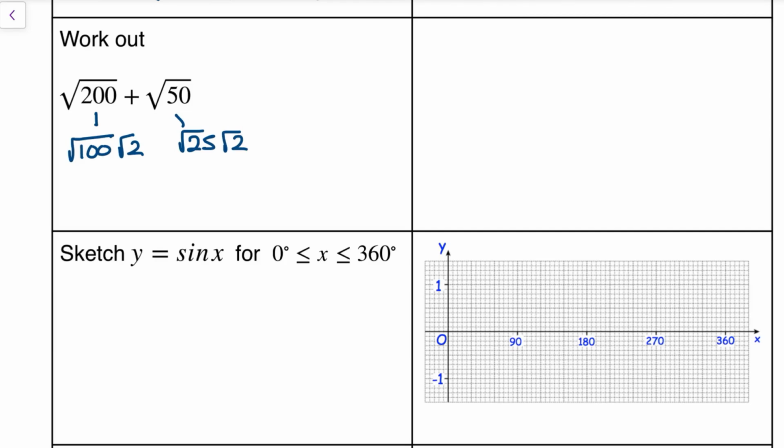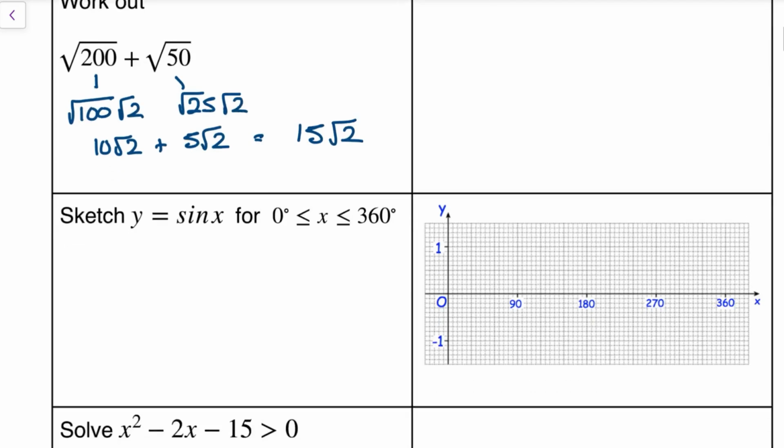Now, before I go any further, I'm feeling quite good about this because they're both root 2, and that's really good because that means I'm going to end up with the same thing. So the square root of 100 I know, that's going to be 10 root 2. And the square root of 25 I know, that's going to be 5 root 2. I've got 10 things and 5 things added together, and so that's going to give me 15 root 2. Question done. Nice little question.